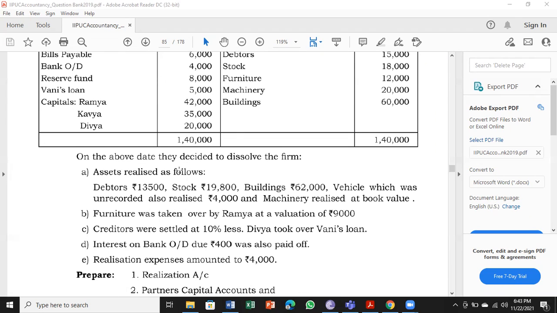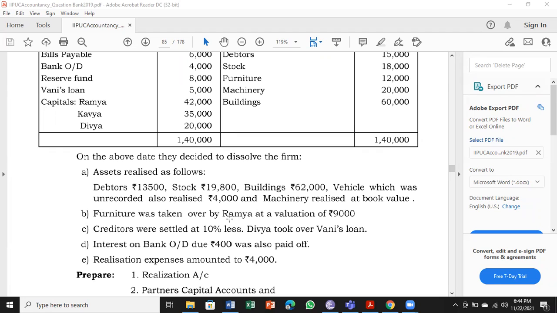On the above date, they decided to dissolve the firm. Assets realized as follows: debtors, stock, building, vehicle which was unrecorded, also realized. So vehicle is not given in the balance sheet, but that also is realized. That is why it is called unrecorded asset realized. Then continue. Next line, and machinery realized at book value. So machinery amount of 20,000 is realized.